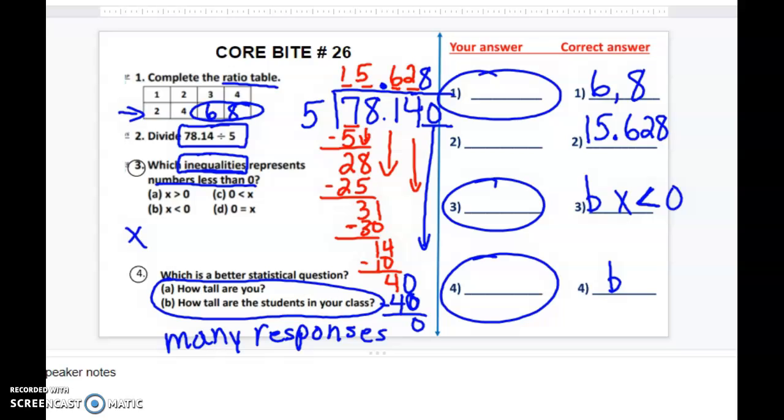If we asked that question, we would have the heights of all of the students in our class. Whereas if we just said, how tall are you, that's only going to give us one response. The better statistical questions are those questions that give many different responses. Make sure you have your work, all of your answers are complete, and the correct answers complete, and you may put this Bellringer sheet in your pocket folder.